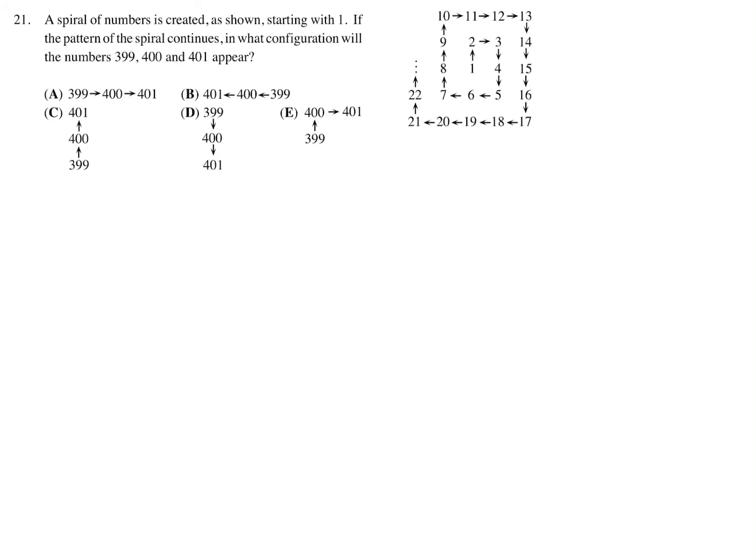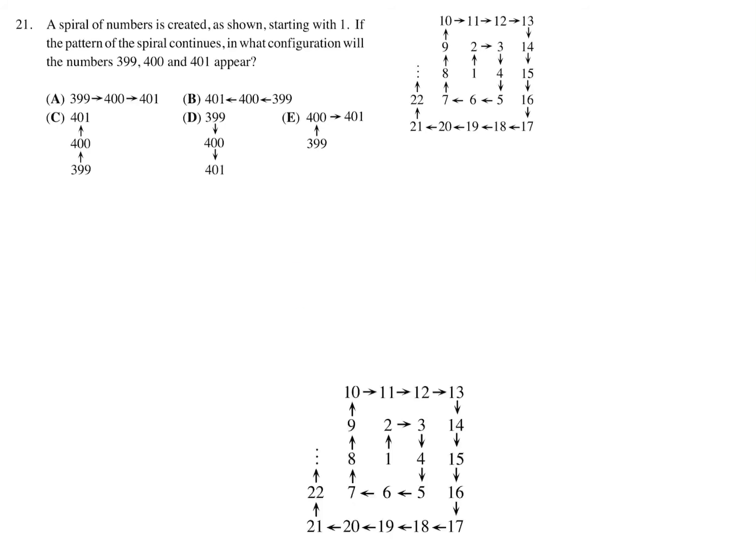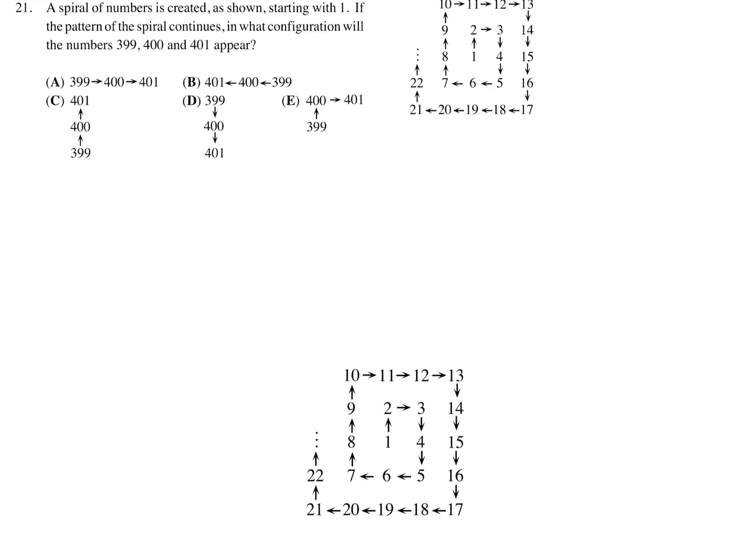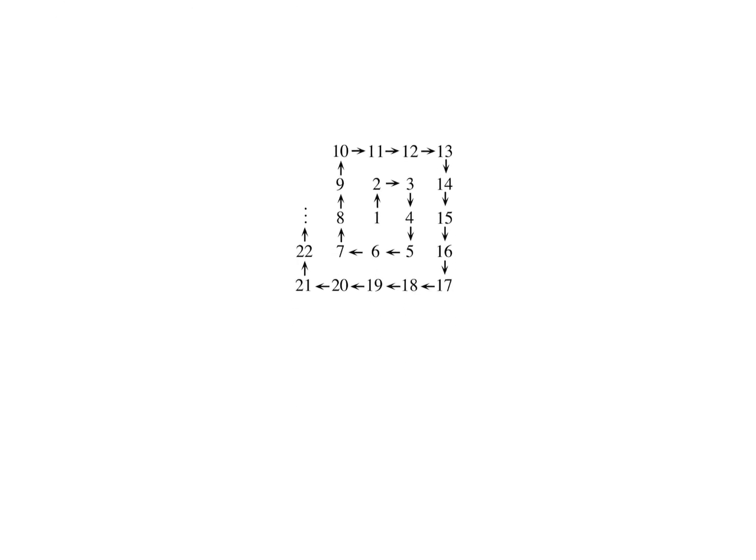All right, let's write this out. 1, 2, 3. I see it's going around. Okay, I got it. So let's use what they've already given us until 22, and just keep going with that.